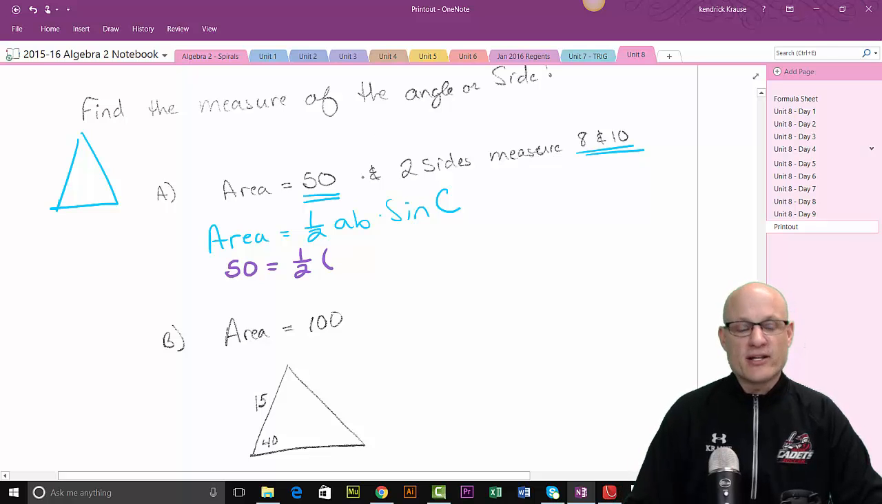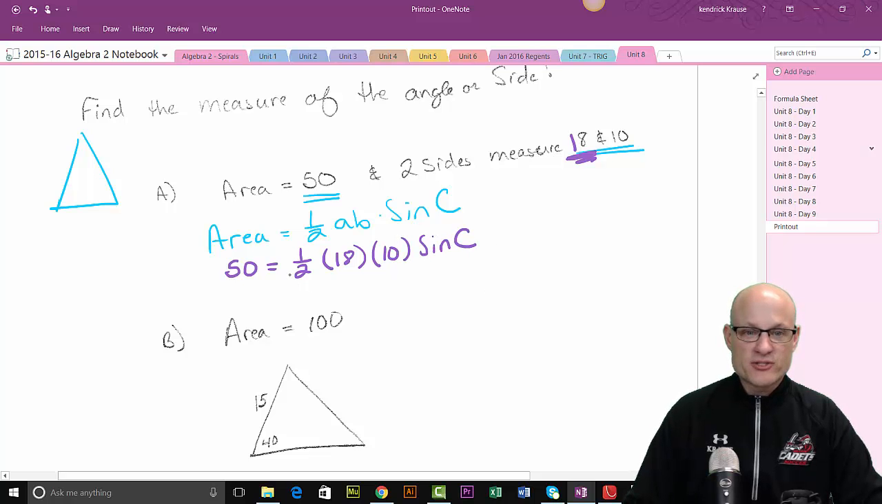Oh, I'm sorry, kids. I had to change this one. I have a note here. This one doesn't work, so I had to make this 18. So let's make this 18. Sorry about that. So 1/2 times 18 times 10 times the sine of C. Well, I'm going to just type all of this in my calculator. So I get 50 equals 1/2 times 18 times 10, which is actually 90, times the sine of C.